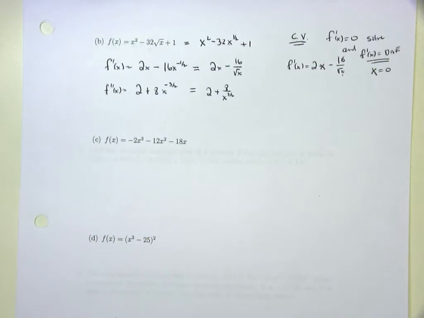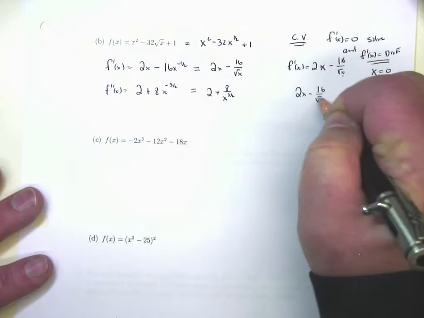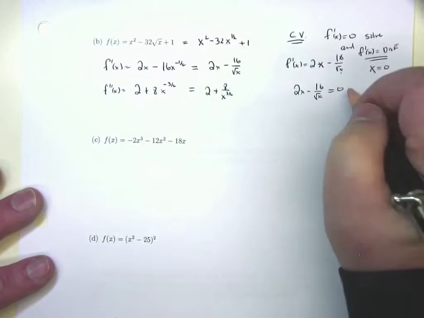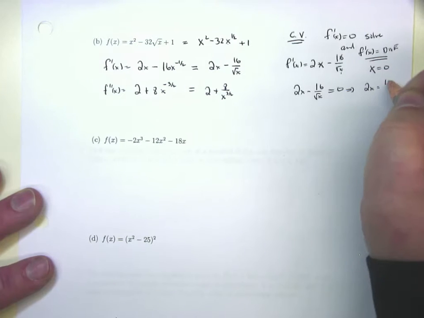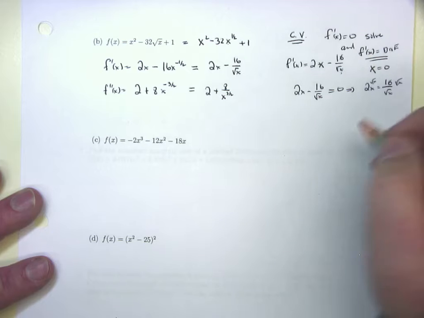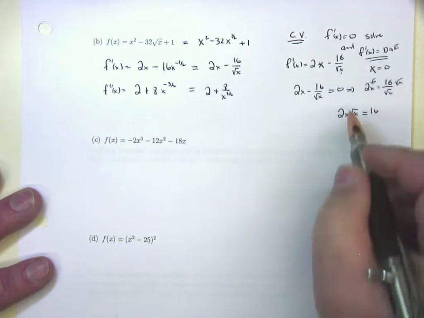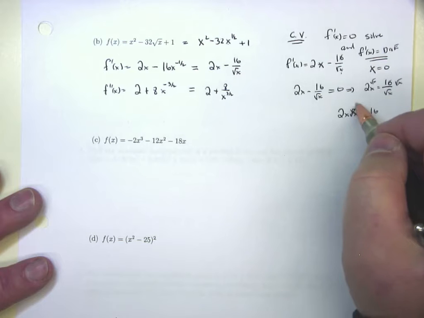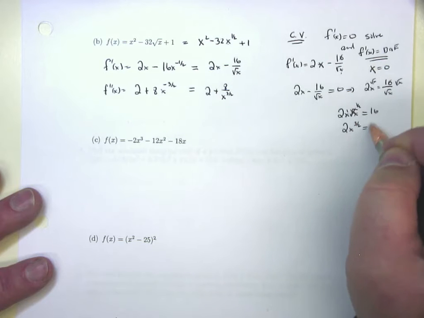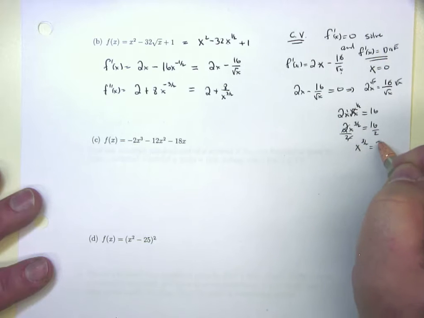Does that make sense? And then the other one, I'm going to take the rest of the function, 2x minus 16 over the square root of x, and set it equal to 0. I'm going to move this term to the other side. So 2x equals 16 over the square root of x. I'm going to multiply by the square root of x on both sides. So it'll be 2x times the square root of x is equal to 16. But remember, square root is a half power. And x to the first times x to the half is x to the 3/2 equals 16. Divided by 2, I get x to the 3/2 is equal to 8.